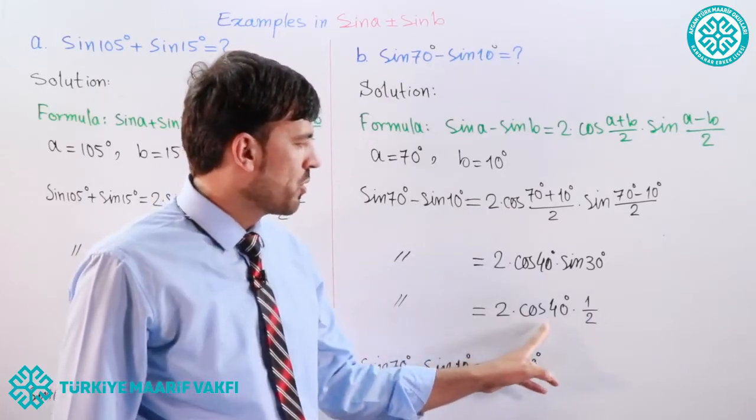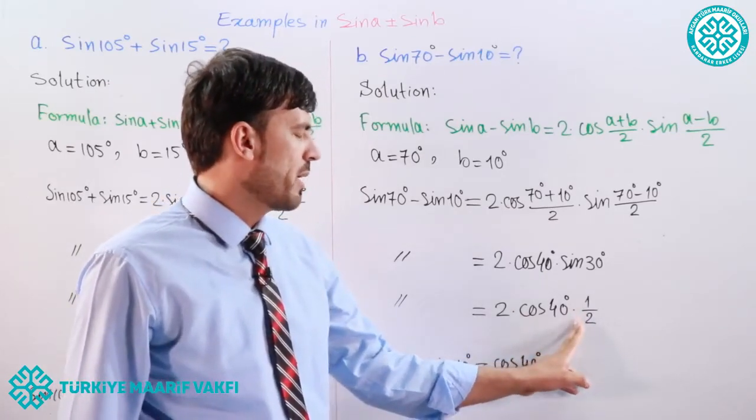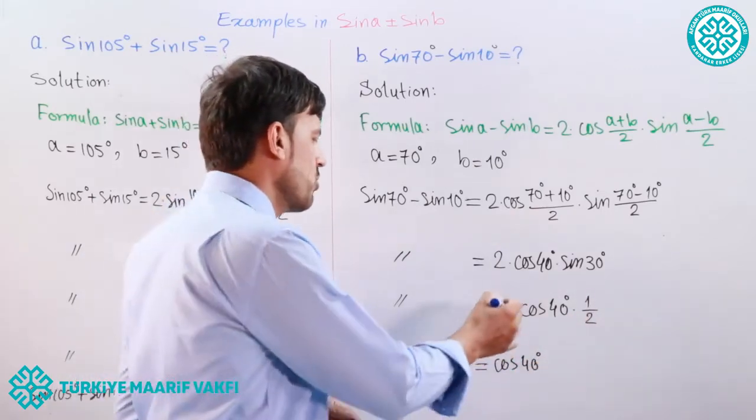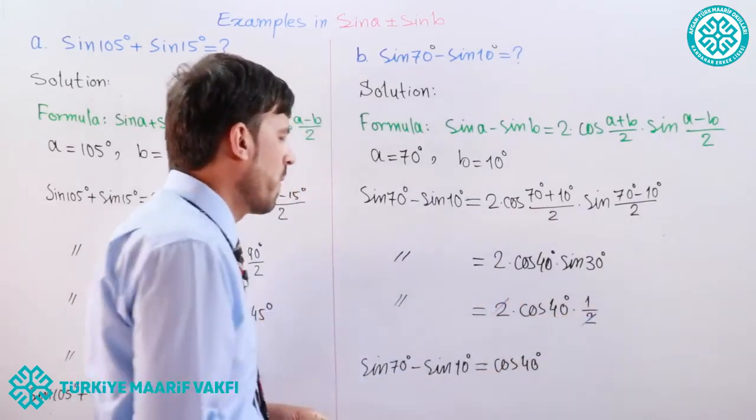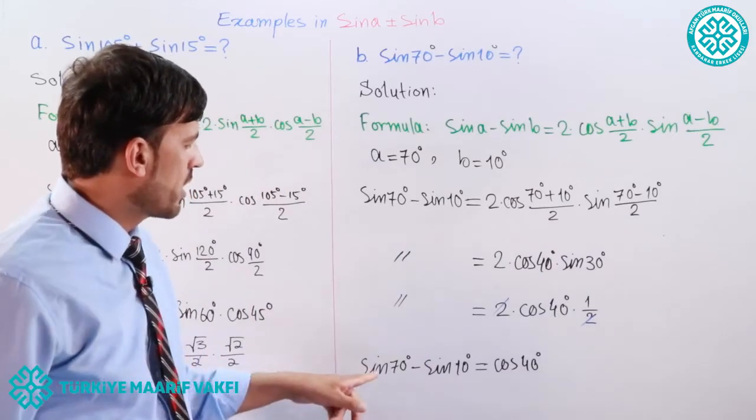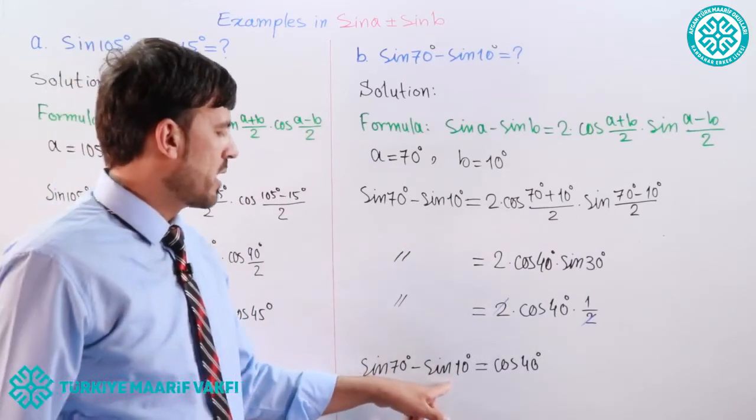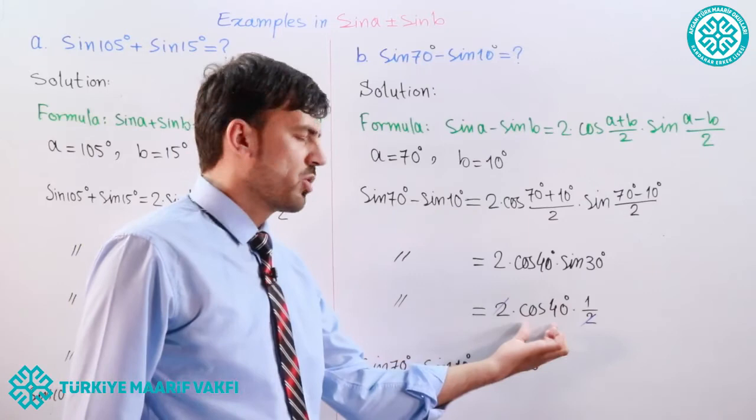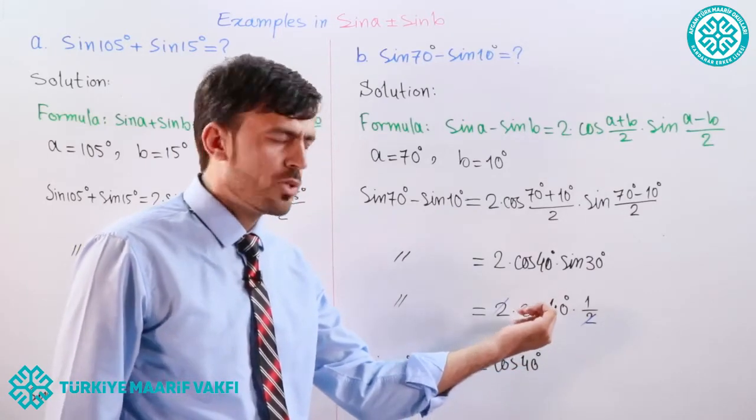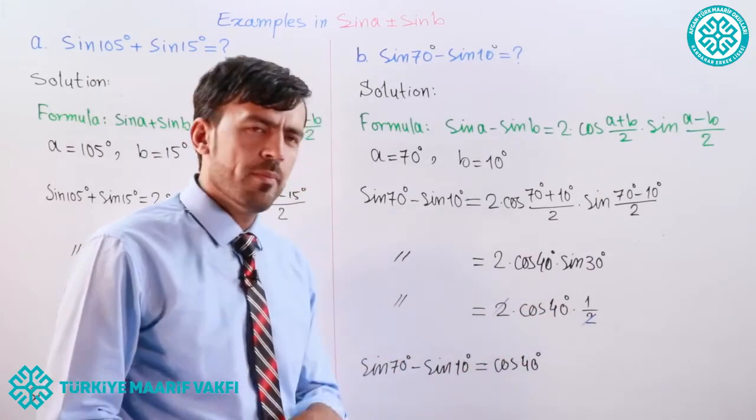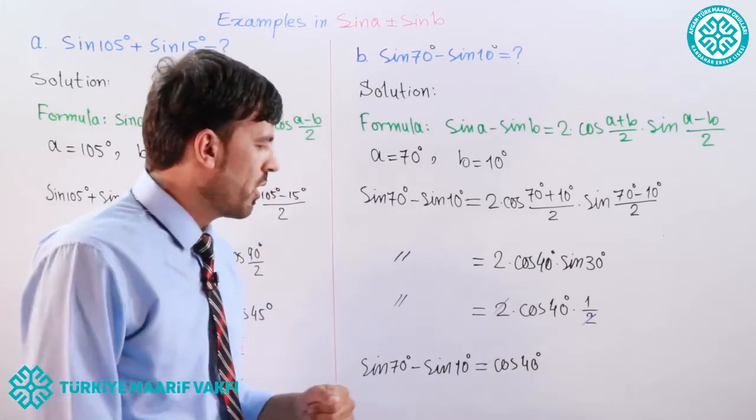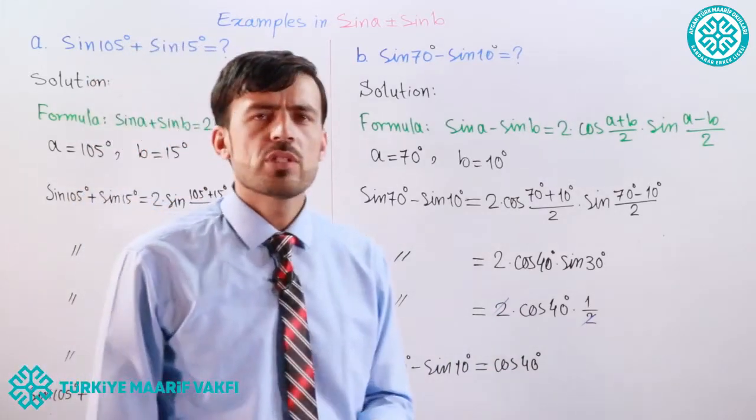2 multiplied by cosine of 40 multiplied by 1 over 2. This 2 will be cancelled with this 2. So the answer for sine of 70 degree minus sine of 10 degree will be cosine of 40 degree, which we can obtain from a trigonometric table or by using a calculator.